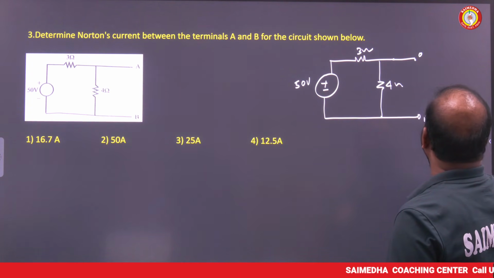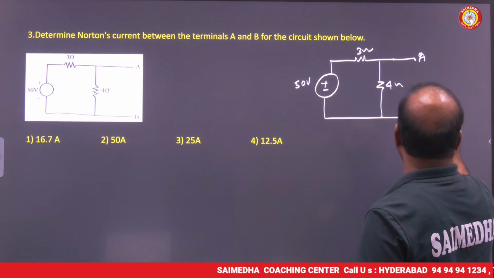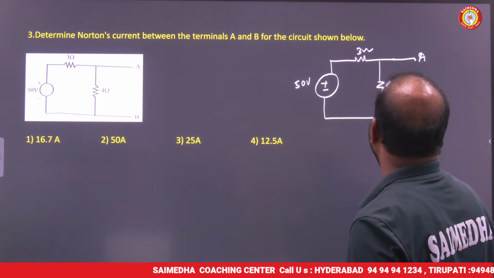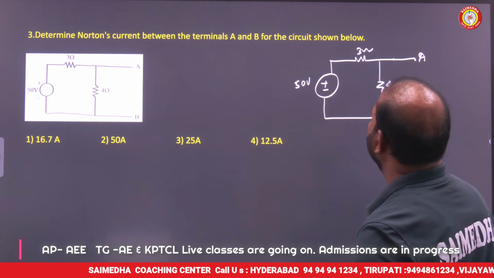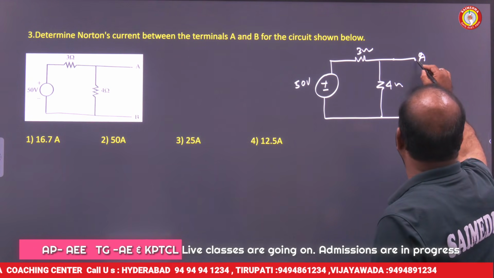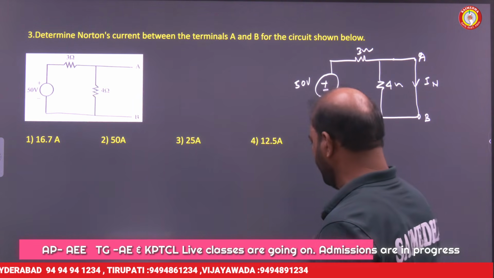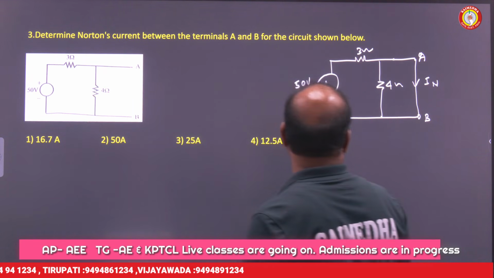The load terminals are A and B, already open here. The load resistance terminals are A and B here. For Norton, between terminals A and B, we need to find just Norton's current only. Norton's current means you just short circuit the terminals here. This is IN.